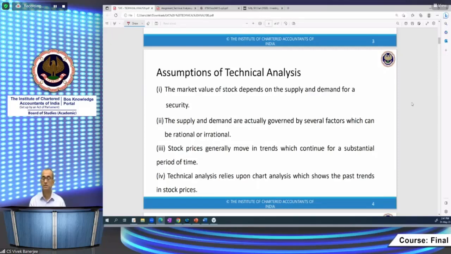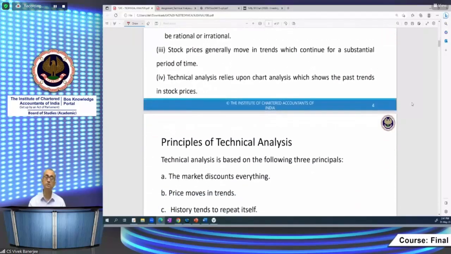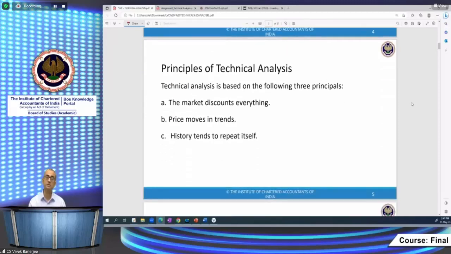Technical analysis relies upon chart analysis, which shows the past trends in the stock prices. As I have discussed before, it heavily depends upon chart analysis, and whatever trends have been witnessed in the past are likely to repeat in the future also. These assumptions will be more clear when we go to the principles of technical analysis. In this, I will take some practical examples also so that your concept is clear.